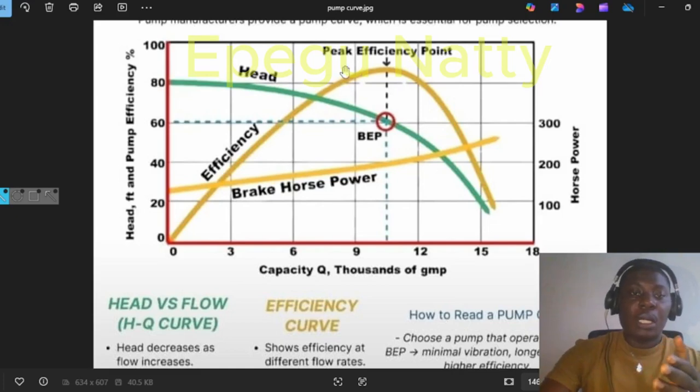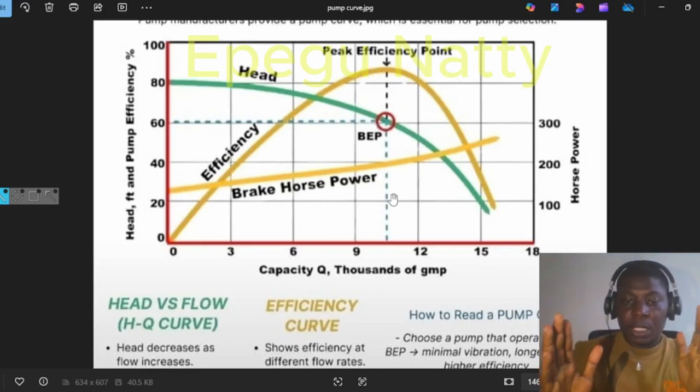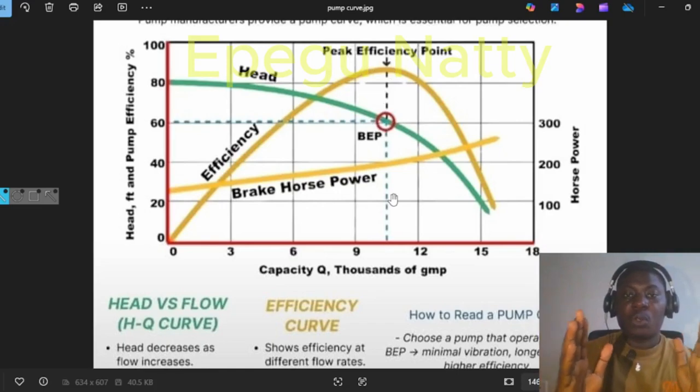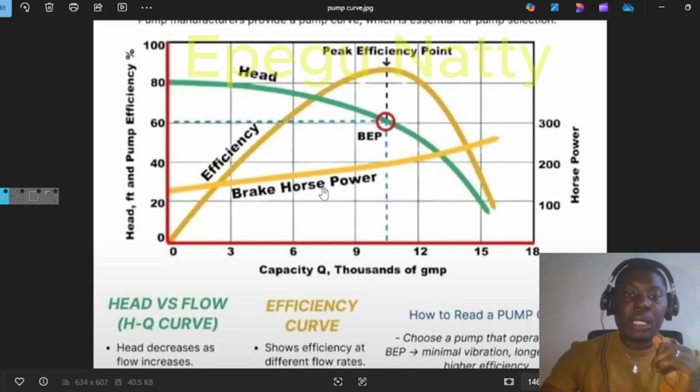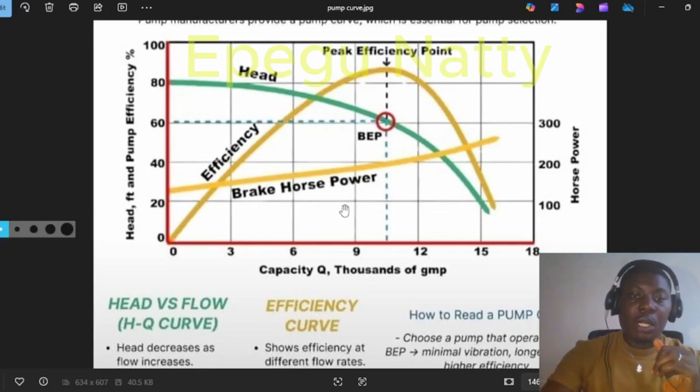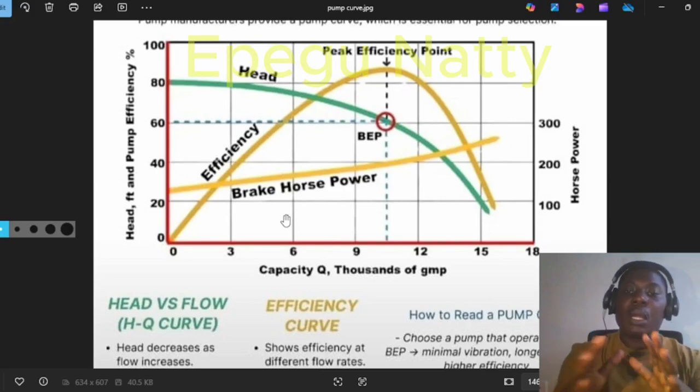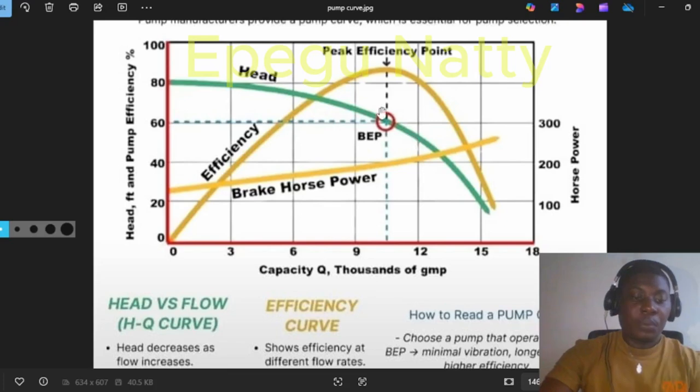We have the BEP, which is the best efficiency point. As you can see, we have the peak efficiency point at this part here. There is an efficiency region that we need to understand, within which our pump should operate, and that is this curve you're seeing here. And also we have the brake horsepower, which is the power of the pump. So we also look at that.